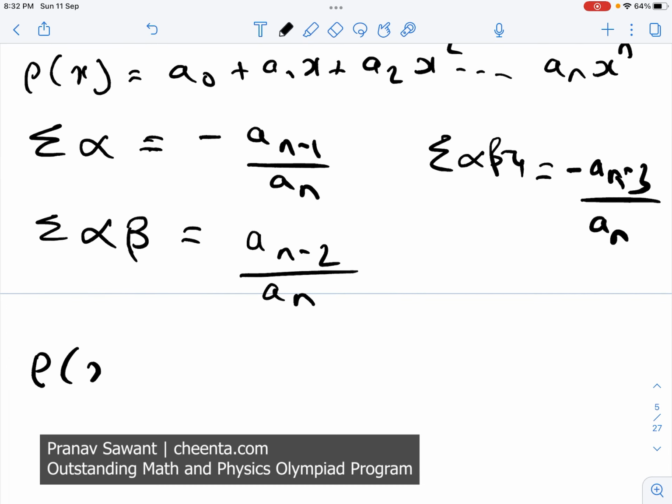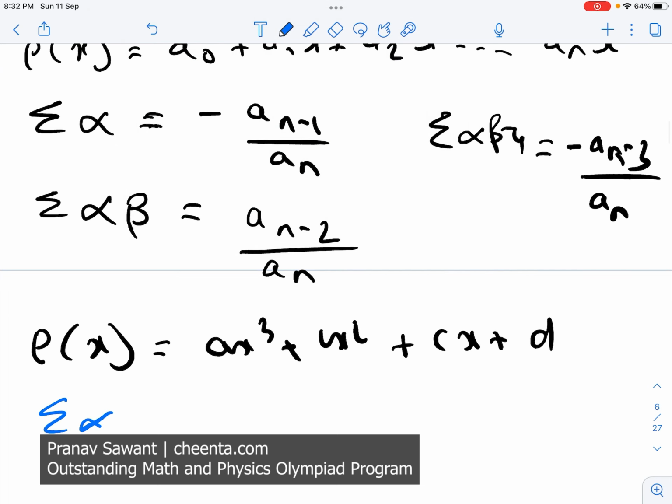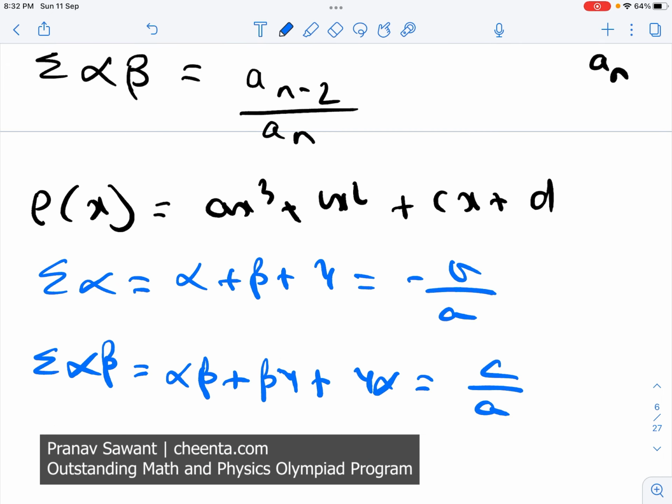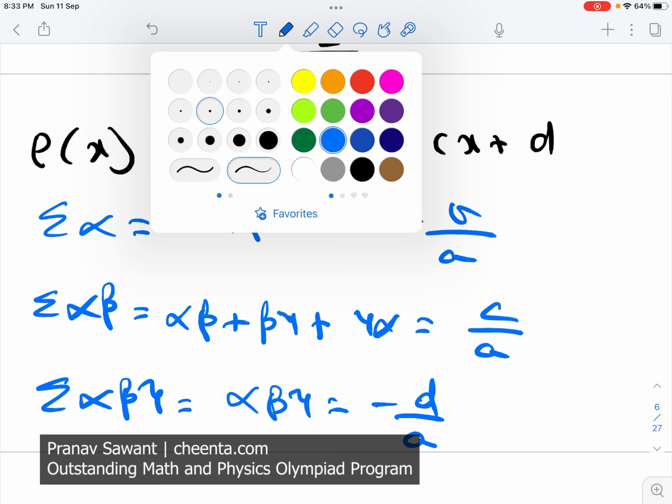So for example, if we have a cubic polynomial, ax cubed plus bx squared plus cx plus d, over here, what will be sigma alpha? Sigma alpha will be the sum of roots taken one at a time. Now the cubic polynomial obviously has 3 roots, alpha plus beta plus gamma, and that will be equal to minus b by a, right? If we have sigma alpha beta, that will be alpha beta plus beta gamma plus gamma alpha, that will be equal to c by a, and we have the product of 3 roots taken at a time, that is alpha beta gamma in this case, and that will be equal to minus d over a. So that's how this basically works.